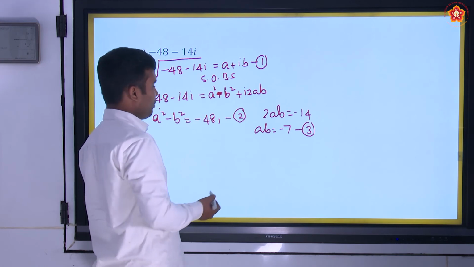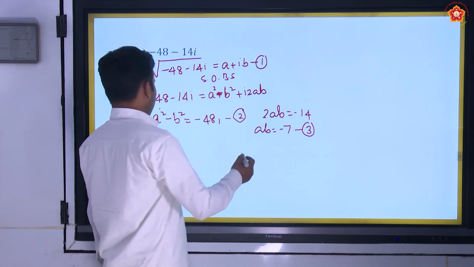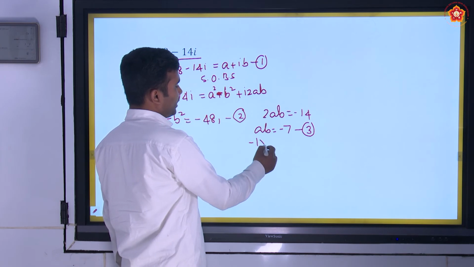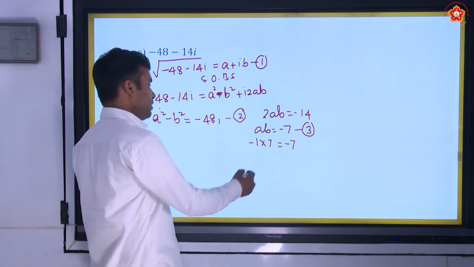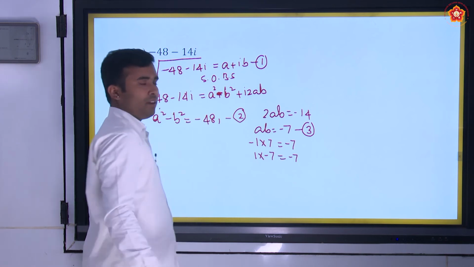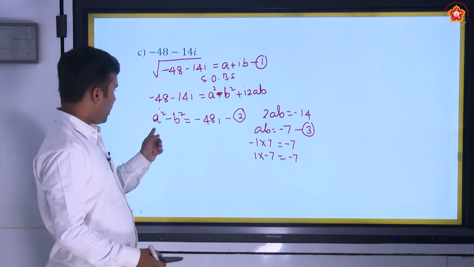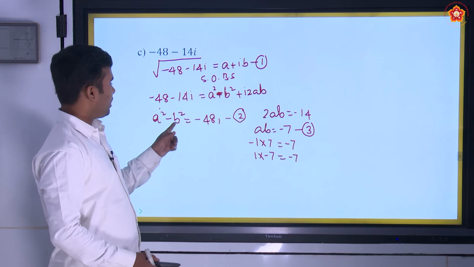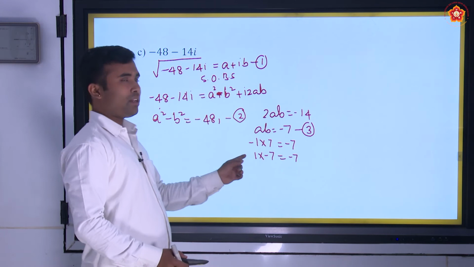So now ab is minus 7. We have to find the factors, and those factors should satisfy equation 2 too. Here I take minus 1 into 7 is equal to minus 7, and 1 into minus 7 is also minus 7. Now you put these values in this equation. a is minus 1, minus 1 whole squared is 1, minus b squared, b is 7, 7 squared is 49, 1 minus 49 is minus 48, and similarly this one.